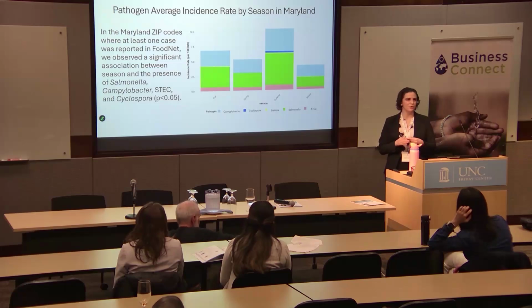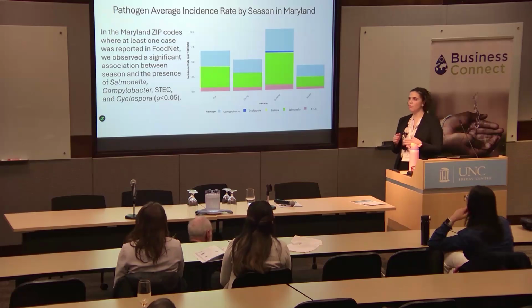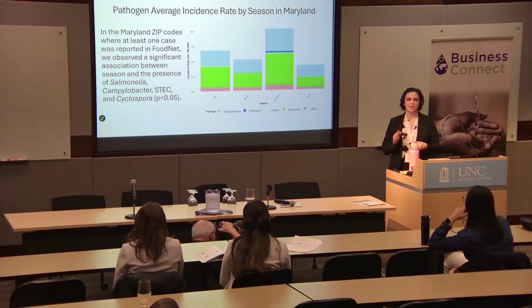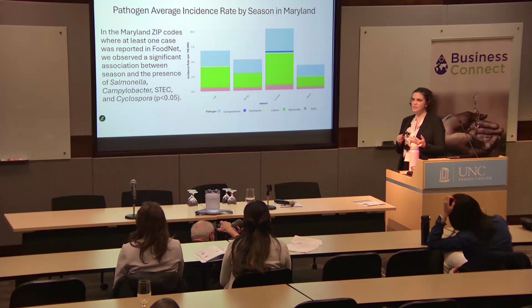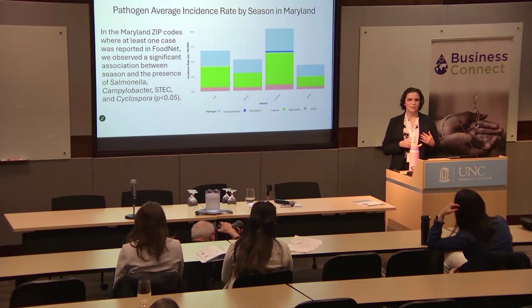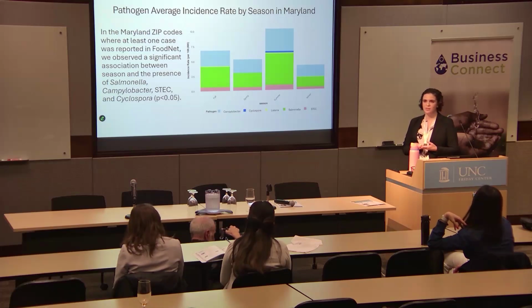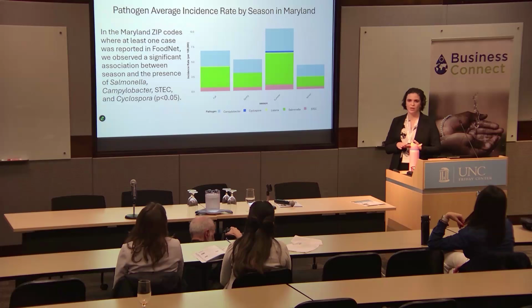If we break it down and look at it by season, we can see that all of the pathogens have the highest average incidence rate during the summer months, and all of the pathogens, except for Listeria, have the highest average incidence rate in the winter months. When I did a chi-square test, I found that there was a significant association between season and the presence of Salmonella, Campylobacter, Shiga toxin-producing E. coli, and Cyclospora.